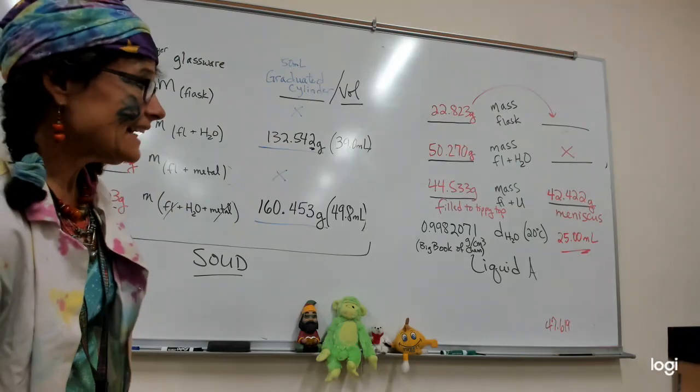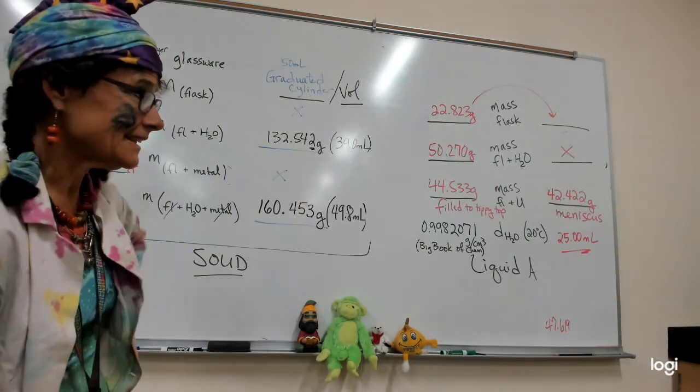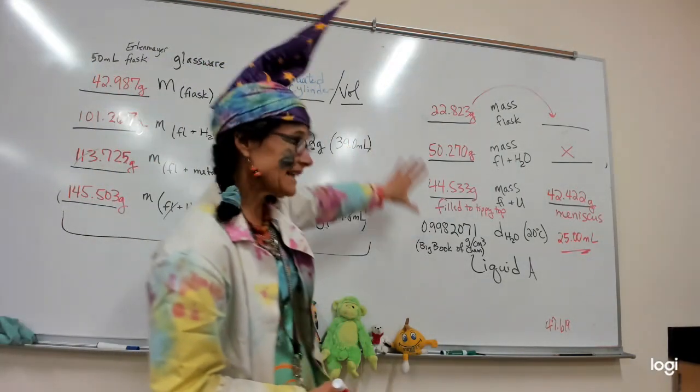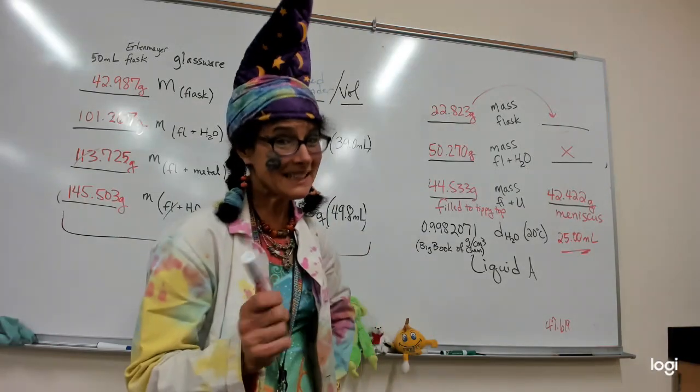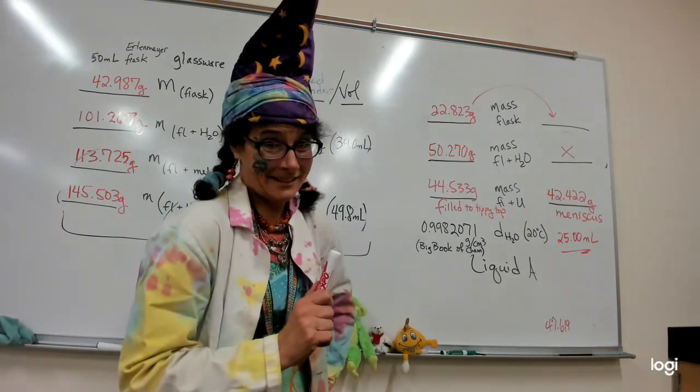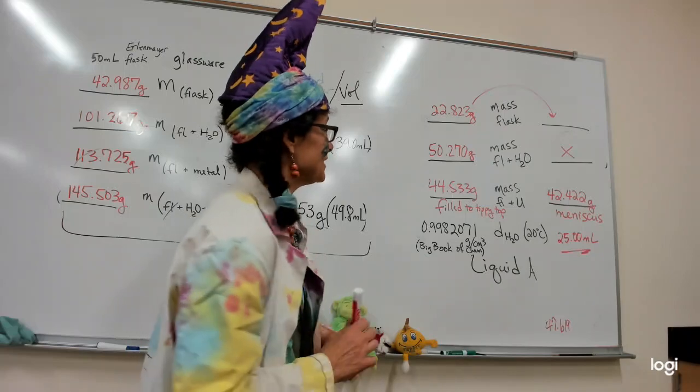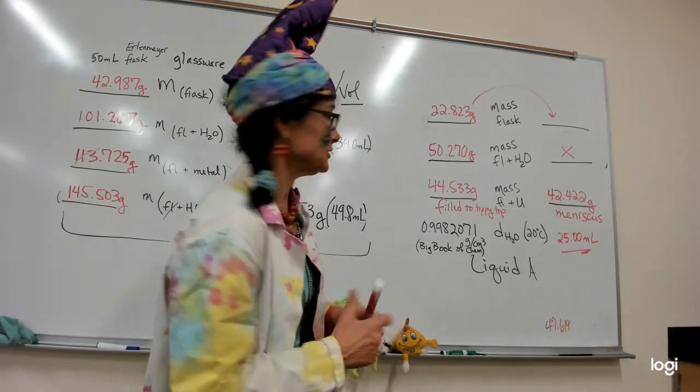Subtract out the flask. You'll know the mass of the unknown. This method requires extra steps, but it does tend to be, for students, much better. See how your teacher did, since she had to do it twice.